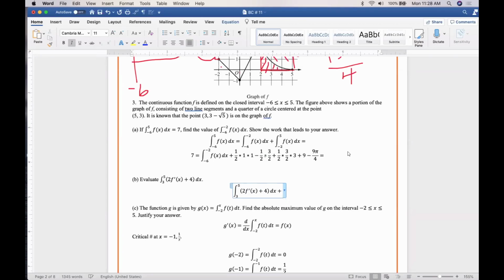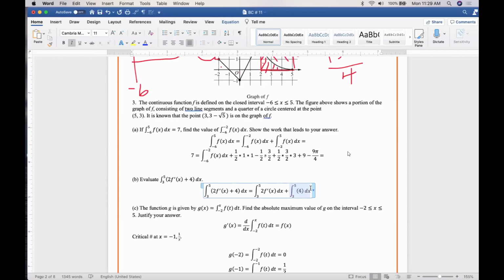So, equal, apologize, this plus that. First integral, I'm going to leave the 2f prime of x. And the second one, I'm just going to leave the 4. So I divided this into 2f prime of x and a 4.